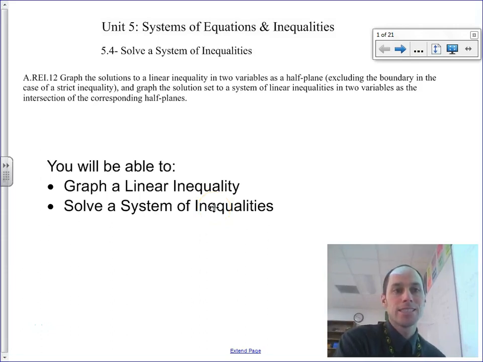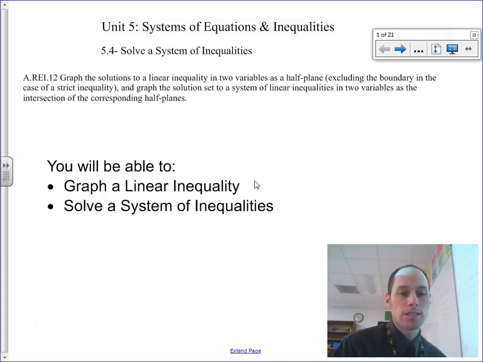This is the last lesson in Unit 5 as we continue to look at solving systems of equations and inequalities. Today we'll focus on those inequalities. It's kind of an action-packed lesson because we're going to be looking at doing two different things. First of all, learning how to graph a linear inequality, and then combining that into solving a system of inequalities.